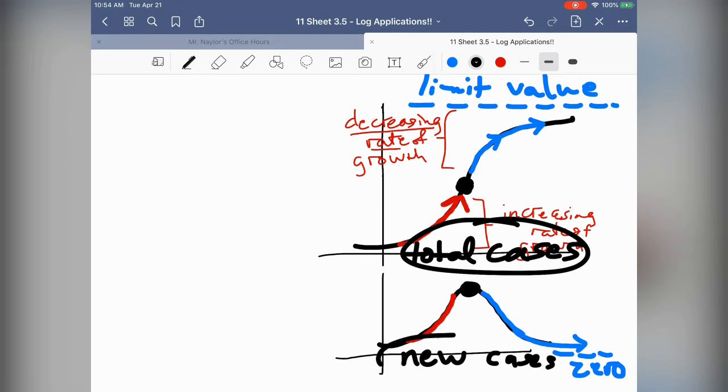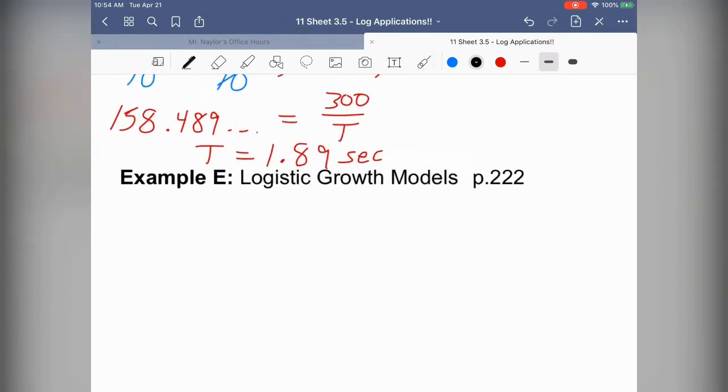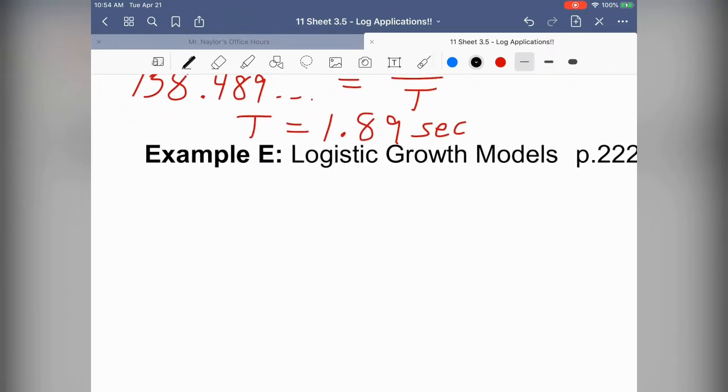And the other graph is describing the new cases, which eventually get past this high point. In other words, this point that your leaders have been talking about, where it levels off and starts to go back down. So both of them relate to our model. Both of them relate to our formula.